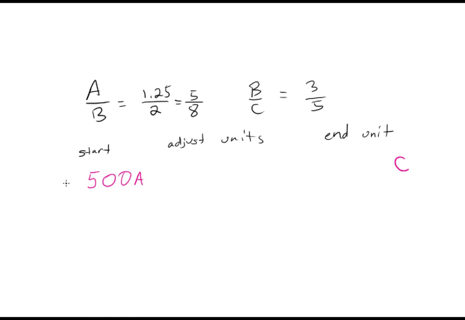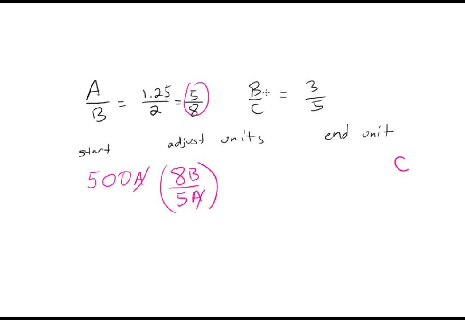I've got 500A. I need to convert the A to C. Well, I don't have an A to C conversion directly, but I do have A to B. I could multiply this effectively by B over A, which we know is the reciprocal of 5/8. So it's 8B for every 5A. And I'm going to multiply my 500A times that. The A units cancel. My resulting answer of what would be 800 at this point is in terms of B's.